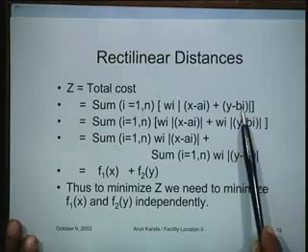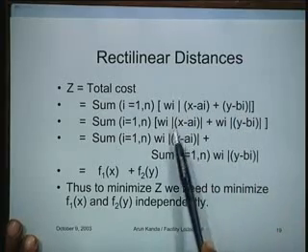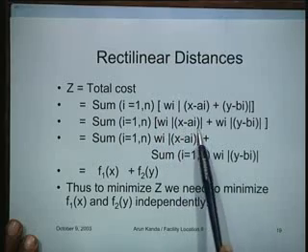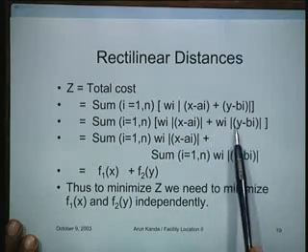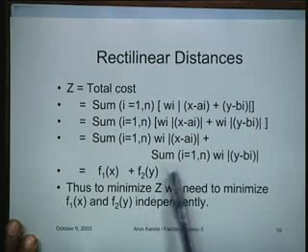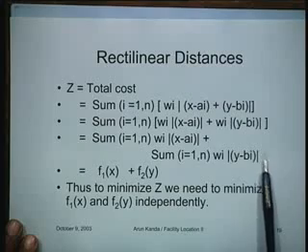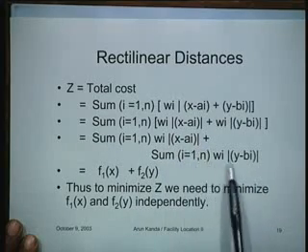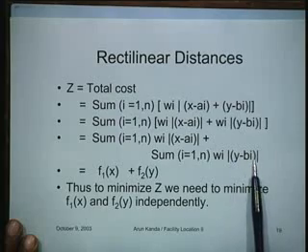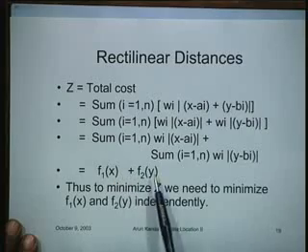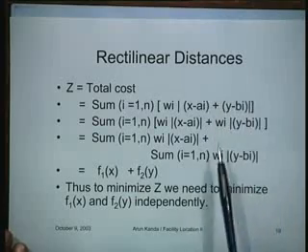The only interesting thing here is that this particular function could be broken up like this: wi into |x − ai| plus wi into |y − bi|, which can then be written as two separate summations: the summation of wi|x − ai| and the summation of wi|y − bi|. And the interesting thing is that this is a function of x alone and this is a function of y alone.